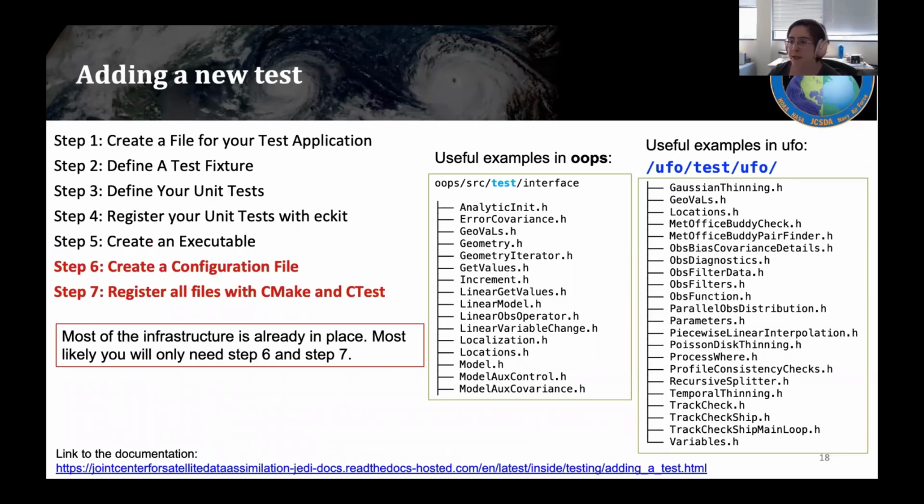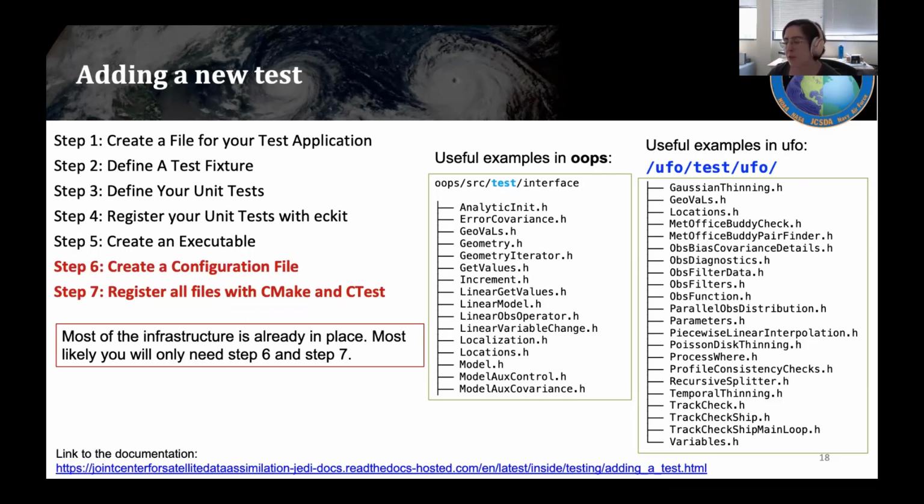If you want to add a new test to JEDI, there are basically 7 steps that you need to take, but most of them, from number 1 to 5, are already in place for you. I'm saying probably because, depending on what you're trying to add to the code, it's very likely that most of the infrastructure is already in place for you. So usually what you need to do is take step 6, which is create the YAML file, and then step 7, which is register your files with CMake, and then add your ctest using ecbuild_add_test.